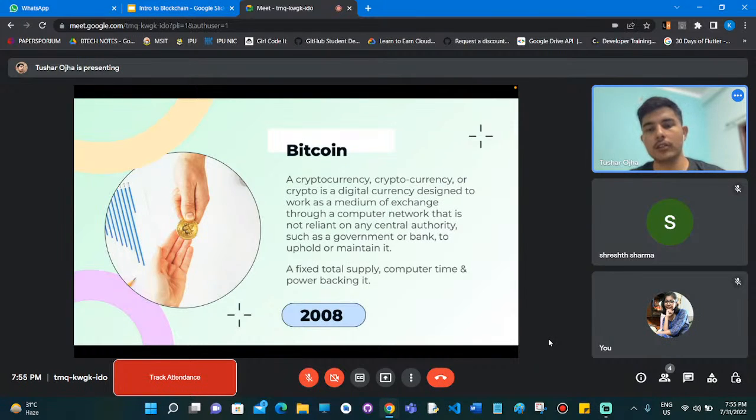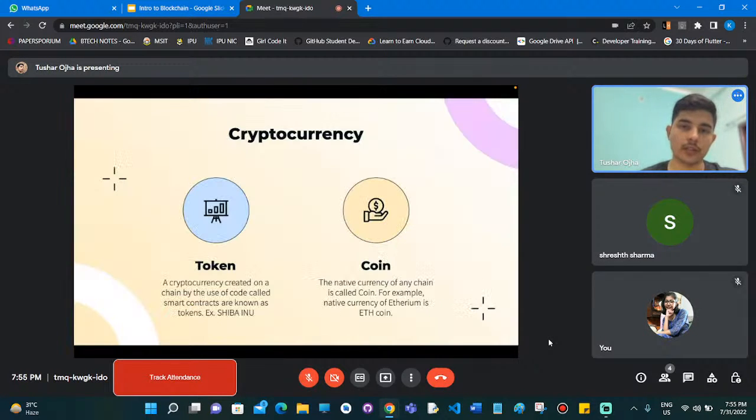All right. So we talked about what blockchain is. We talked about what Bitcoin is. Now let's talk about the two types of cryptocurrency. One is called token, one is called coin. You have heard a lot of times these are used interchangeably, or some people call it token, some people call it coin. So let's understand it. For any particular blockchain, the native currency of that blockchain, the currency in which you pay the gas fees, and in which the miners are rewarded, is called a coin.